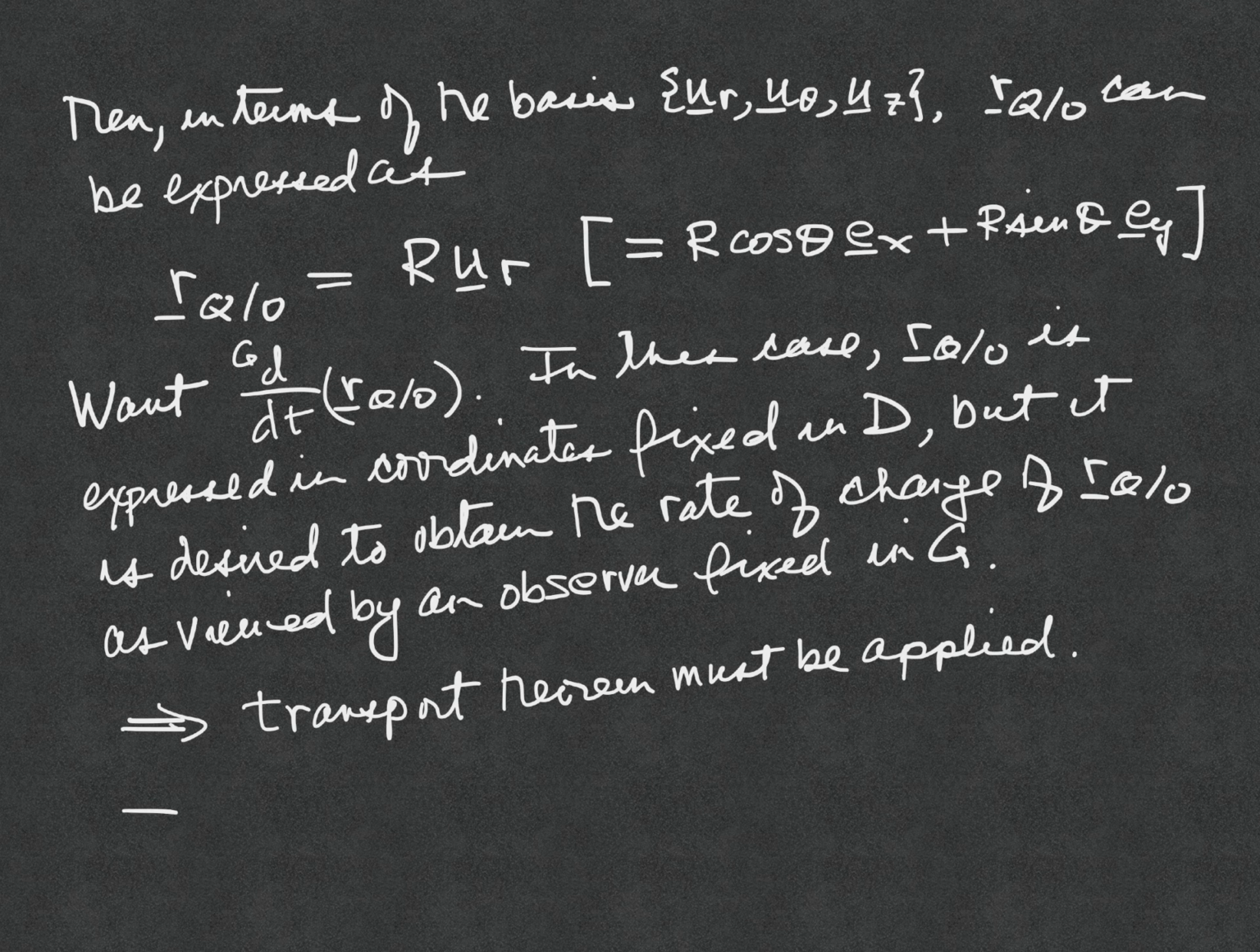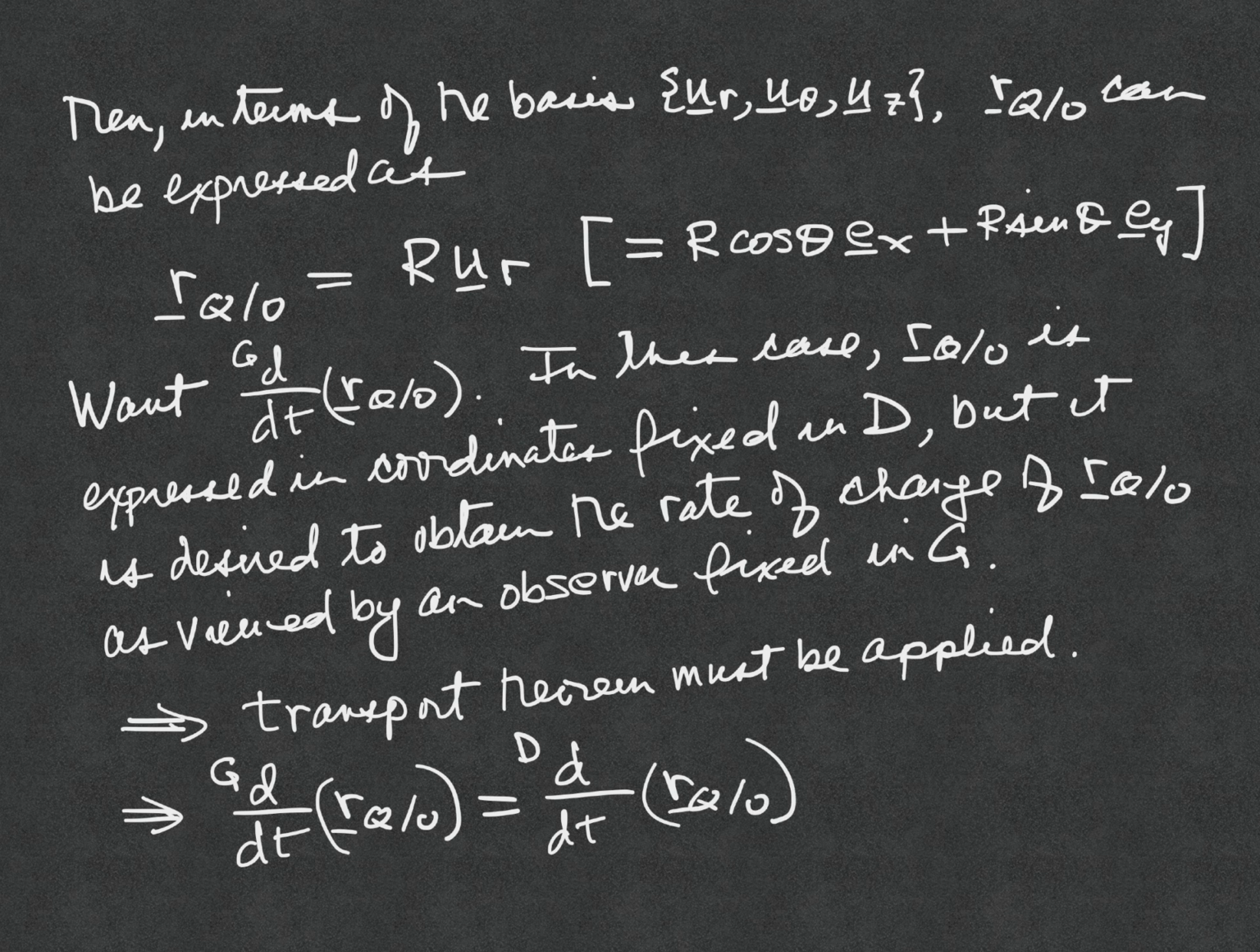So that implies that the rate of change in G of the position of Q relative to O has to equal the rate of change in D of the position of Q relative to O plus the angular velocity of D in G crossed with the position of Q relative to O. That's the transport theorem. Now you notice that in all three slots, the same vector appears. It's the position of Q relative to O because that's the vector whose rate of change we're trying to compute. Now we already know that the rate of change in D of the position of Q relative to O is 0.